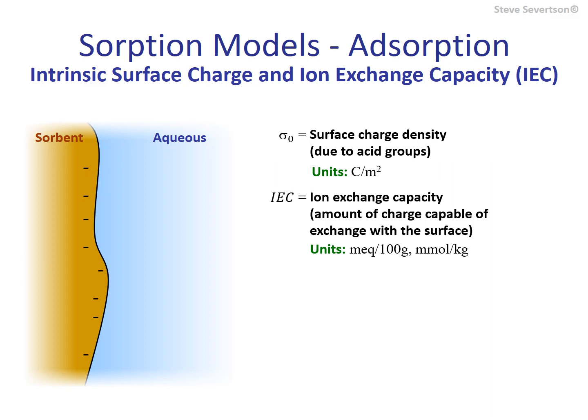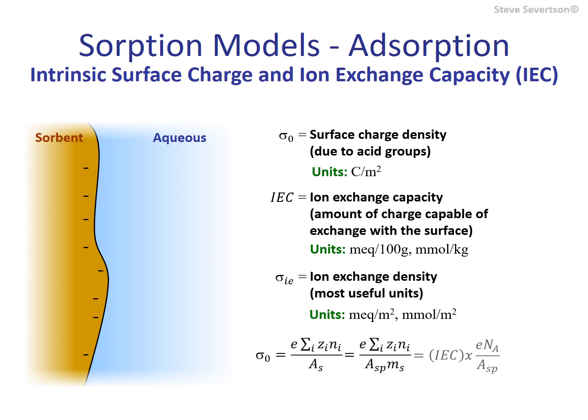Another value used to quantify the acid groups is the ion exchange density. This quantifies the charge on a per area basis. This is thought to be a more useful gauge of a surface's ability to participate in ion exchange reactions. Shown here are conversions between the different quantities discussed.